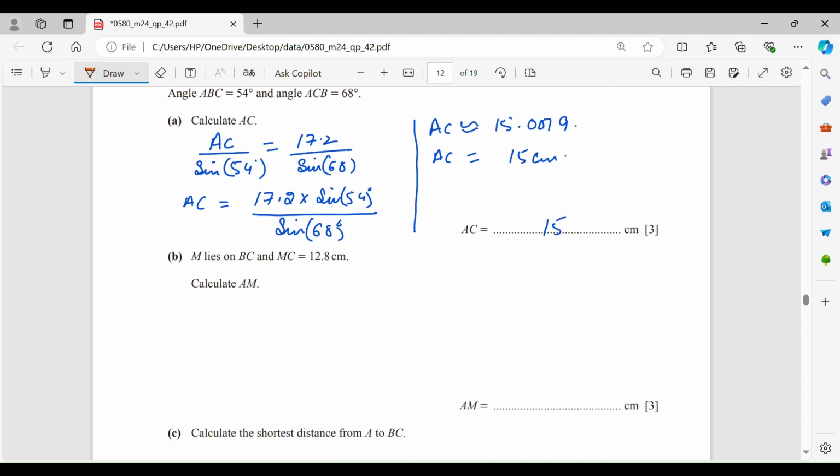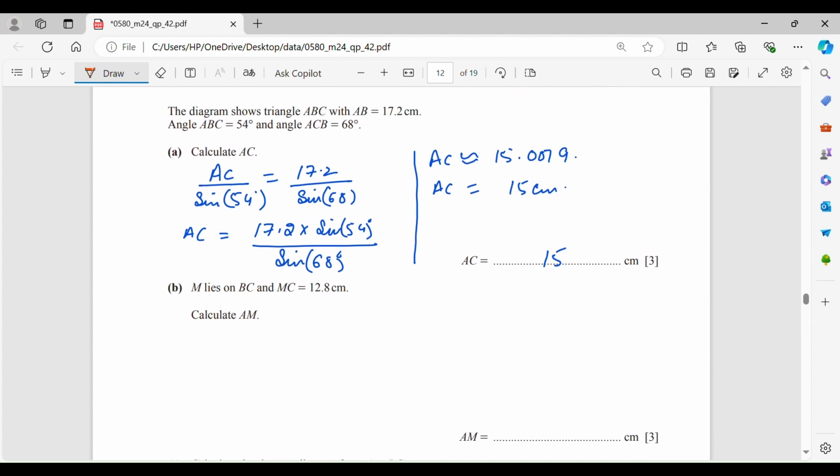So from the cosine rule, AM square will be equal to MC square plus AC square minus 2 times MC times AC times cos C. Why? Because of the cosine rule.